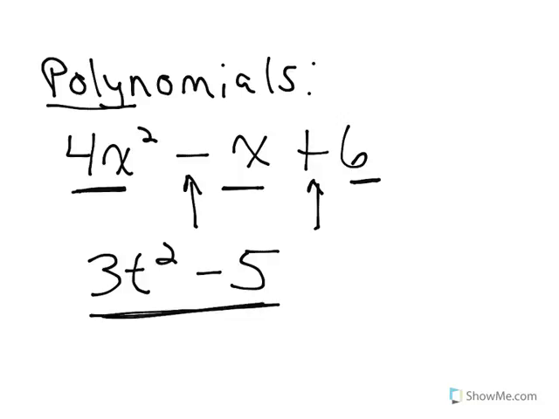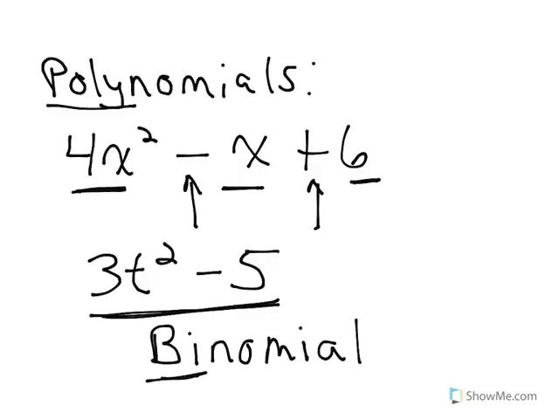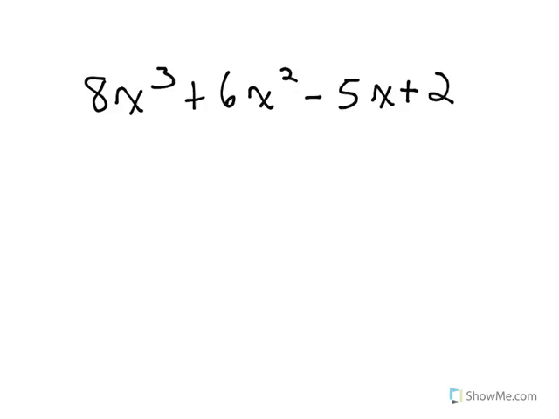When you have two terms, we consider that a binomial. Bi meaning two. When you have three terms, that is considered a trinomial. Tri meaning three. When you have more than three terms, such as 4 terms or 5 terms or 6 terms or whatever, we just call them polynomials.